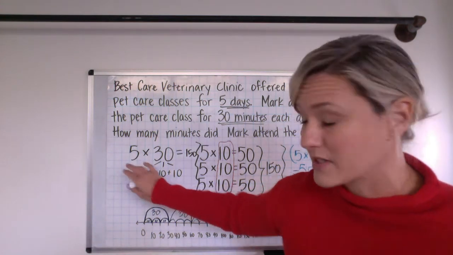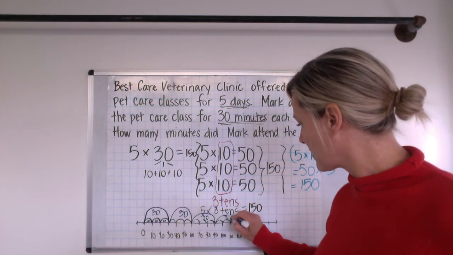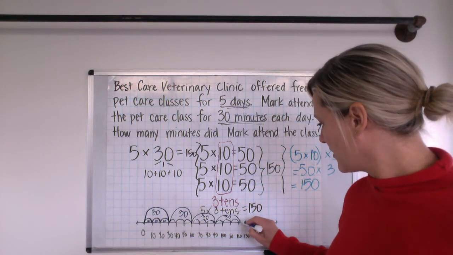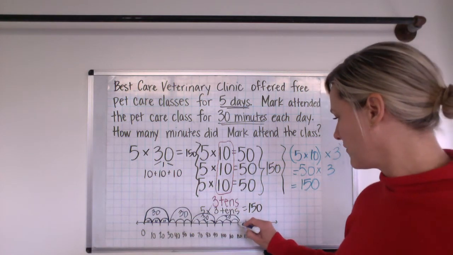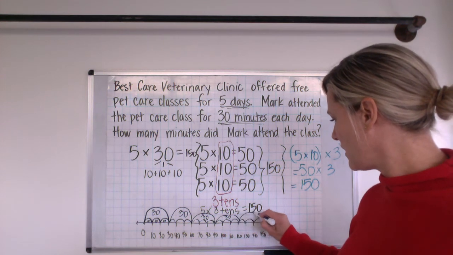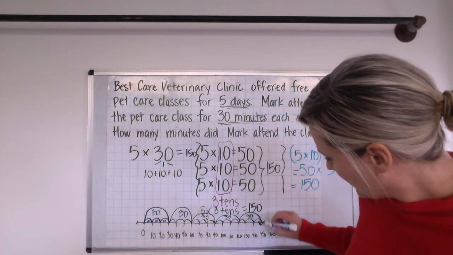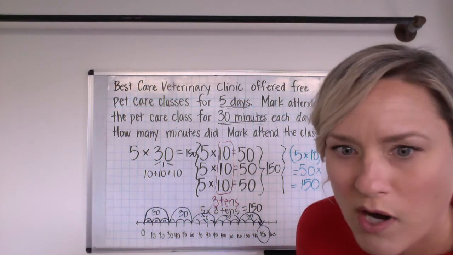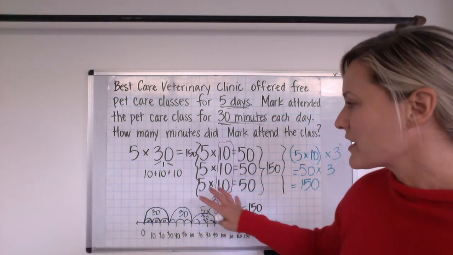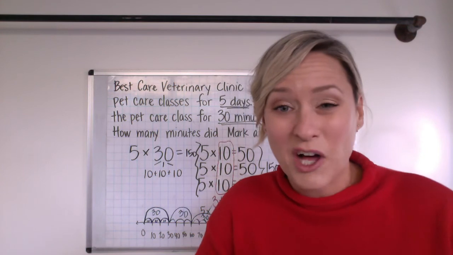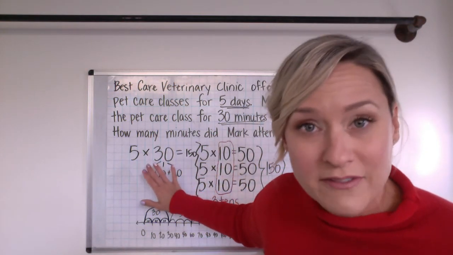We have to go 5 times. Ready? 1, 2, 3 small hops of 10 make 30. And let's see. We've got 1 more time to go because we have to get 5 hops of 30. 1, 2, 3. Small hops of 10 make a 30. And we landed at the number right here. You can probably barely see it. It's 150. So you can see we can use tens to help us when we have to multiply by numbers that are multiples of 10.